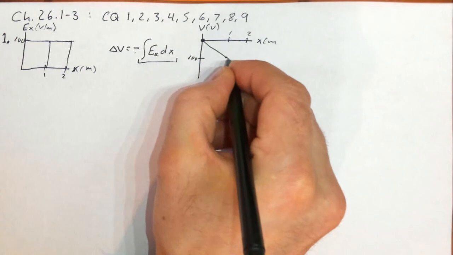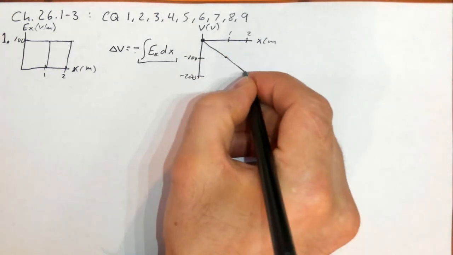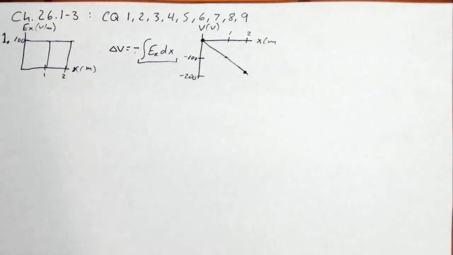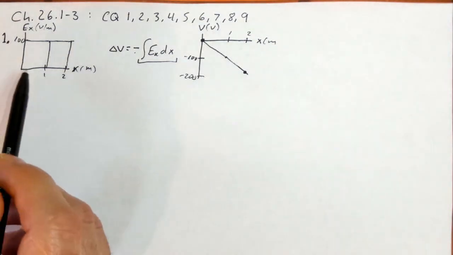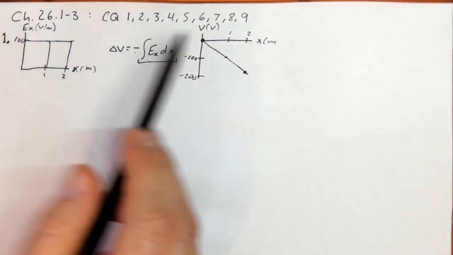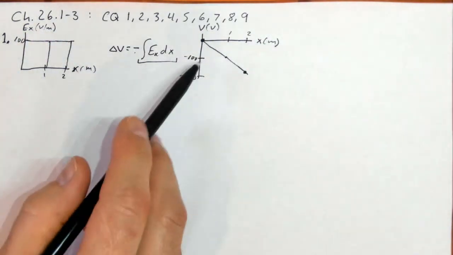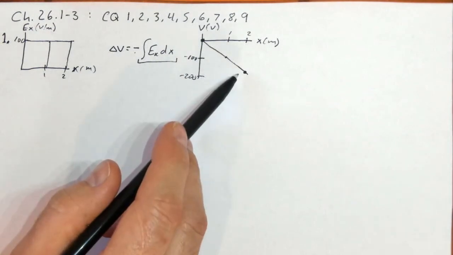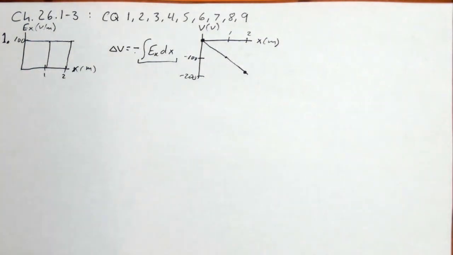Those are negative, so I end up with a straight line with a slope of 100 volts per meter, which is correct because, going backwards, the electric field is the slope of a potential versus position graph, only the negative of it. So this is a negative 100 volts per meter, giving me a positive 100 volts per meter for my value here. Okay, now the next problem, number 2, is like this, only in reverse.